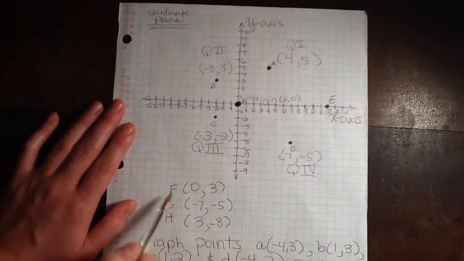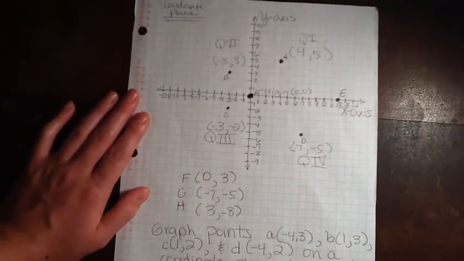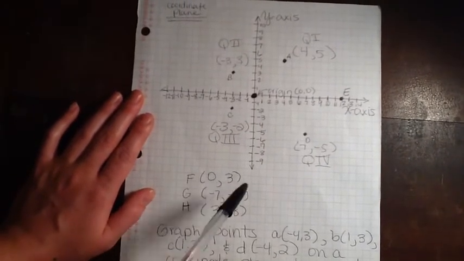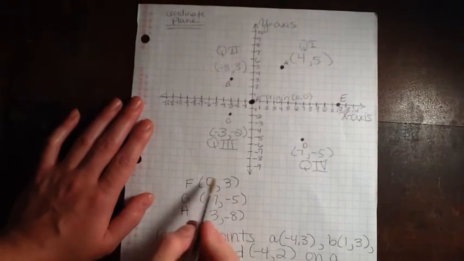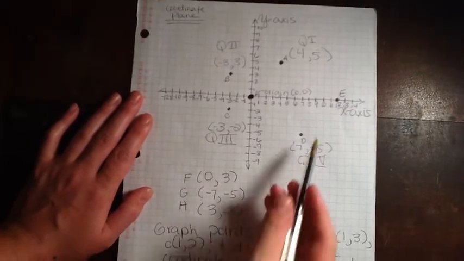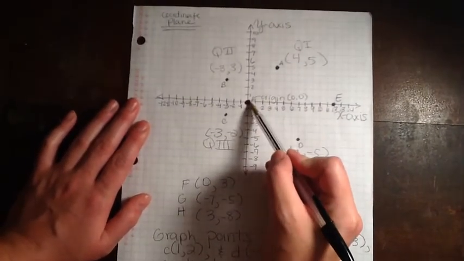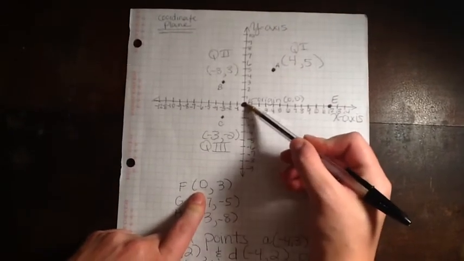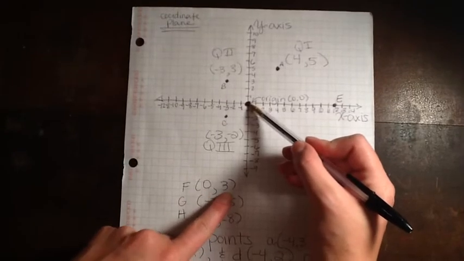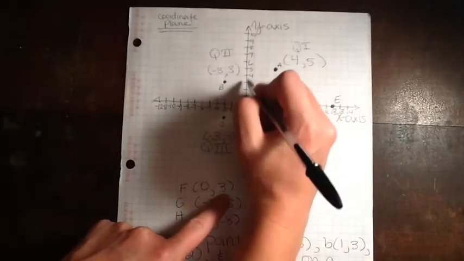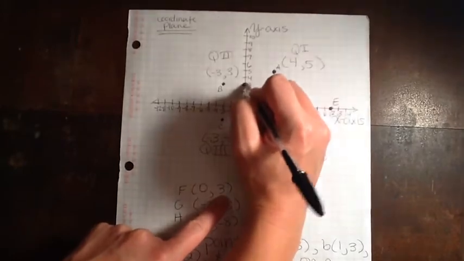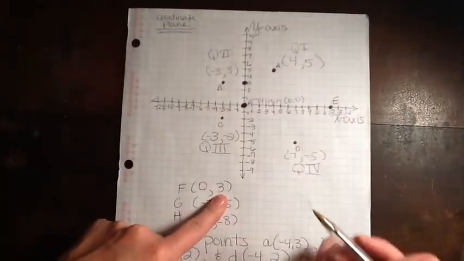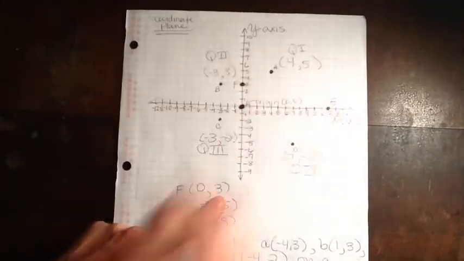All right, let's go ahead and look at F, G, and H, these 3 points right here. Now, this time, they gave us the ordered pair, and we have to find the point. So let's go ahead and find point 0, 3. Let's start at the origin, and we have to move left or right 0 points. So I'm going to stay right here, and now I'm going to move up 3. So my point is actually going to be on the y-axis. So it's not in any quadrant, it's on the y-axis. And this is point F.